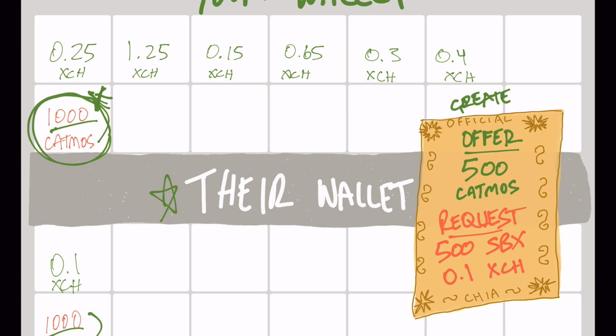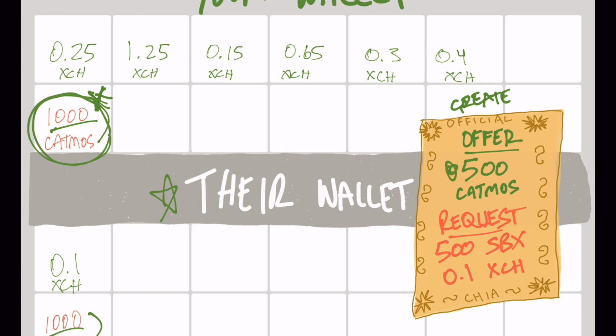So you see the problem here. You've only offered 500 CATMOS, and because you only have one coin of 1,000 CATMOS, your whole 1,000 CATMOS coin is locked up because we're waiting on someone else to give us change, right? So that may not be good. Now you are effectively locked out of all of your CATMOS instead of just the 500 that you offered.